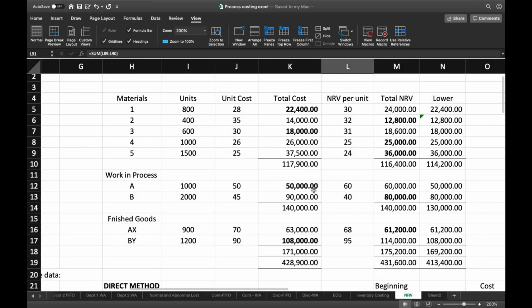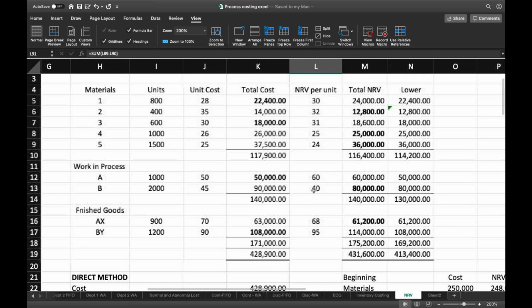Okay, kapag gumagawa tayo ng comparison between cost and NRV, we have to do it on a per item basis. Kaya sa materials, material 1, hindi natin siya ito total, but we have to compare each material. So for material 1, if the cost is 28 and NRV is 30, the lowest between the two is of course cost, kaya 22,400. We will choose 22,400 versus 24. So the lower is 22,400.